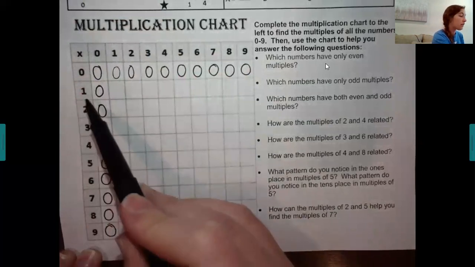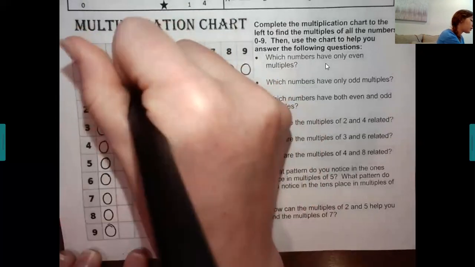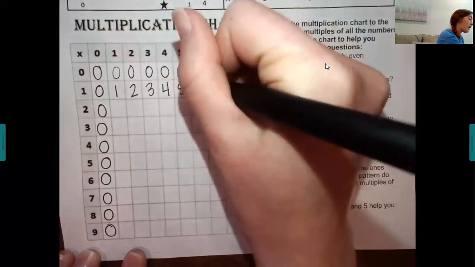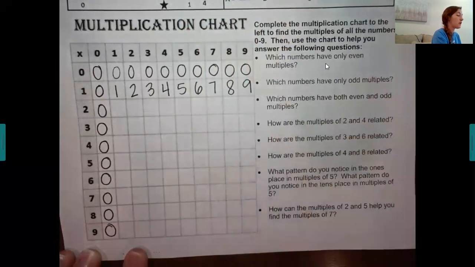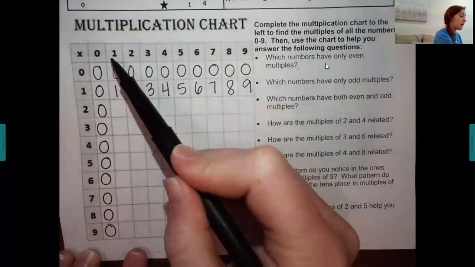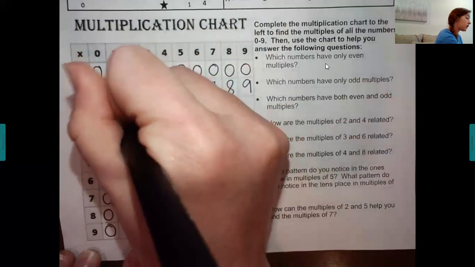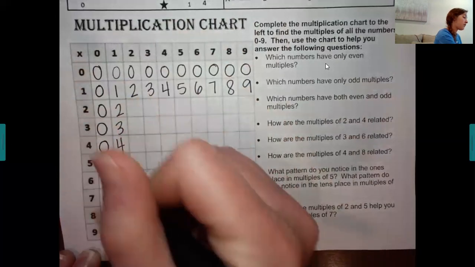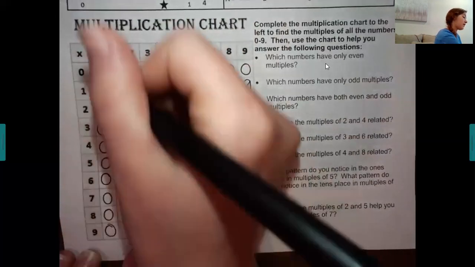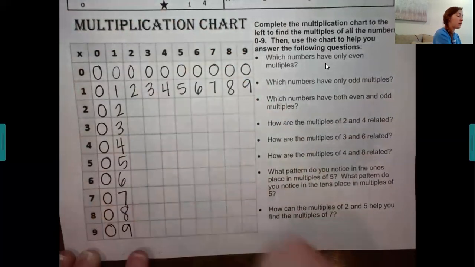So now I'm going to look at the ones. So I can do 1 times 1 equals 1, 1 times 2 equals 2, 1 times 3 equals 3, 1 times 4 equals 4, 1 times 5 equals 5, 1 times 6 equals 6, 1 times 7 equals 7, 1 times 8 equals 8, and 1 times 9 equals 9. Now, if I wanted to go down instead, I could do the same thing, 1 times 1 equals 1, all the way to 1 times 9 equals 9.